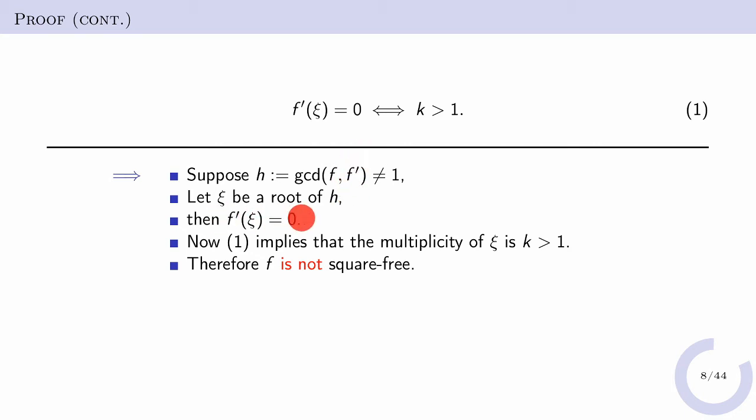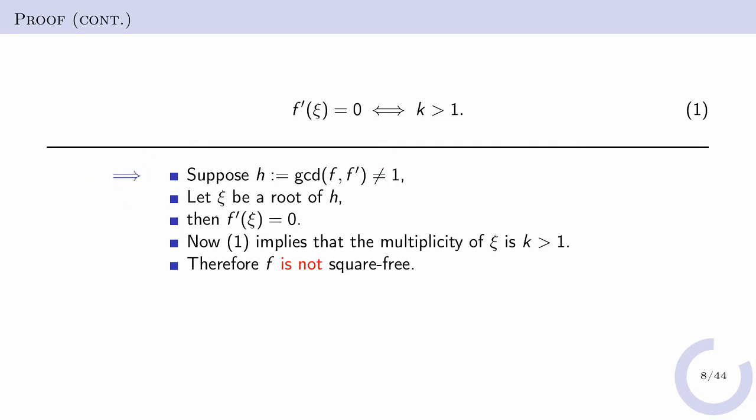But if f prime of psi is 0 too, from our lemma it follows that the multiplicity of psi is strictly greater than 1. But if the multiplicity of any root is greater than 1, then f cannot be square free, but we assume that it is. So we had a contradiction. The contradiction follows from the fact that we supposed that this greatest common divisor is non-trivial. So this proves one implication.